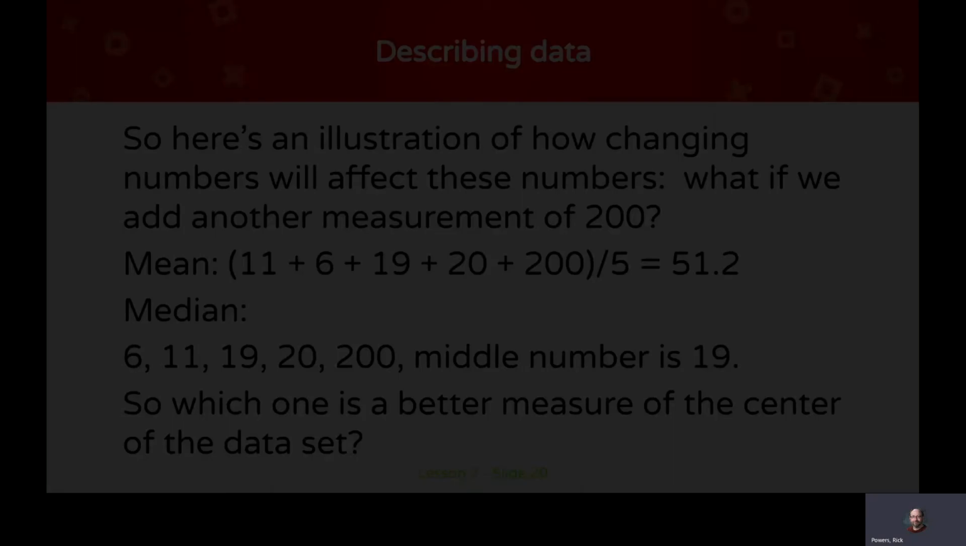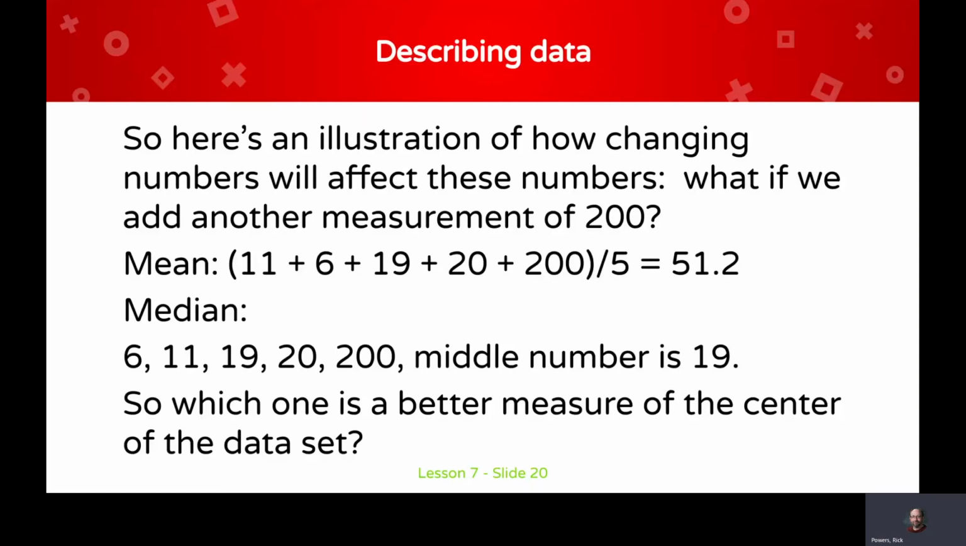So here's an illustration of how changing numbers will affect these numbers. What if we add another measurement of 200? The mean. Add up all the numbers, including the 200, divide by 5, now there's 5 numbers, it's 51.2. The median, 6, 11, 19, 20, 200, the middle number is 19. So which one is a better measure of the center of the data set?